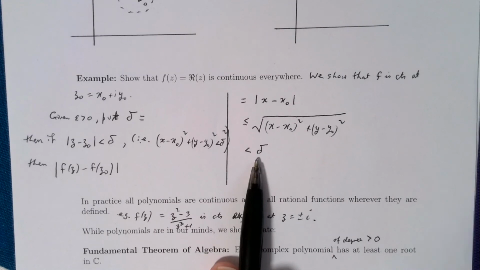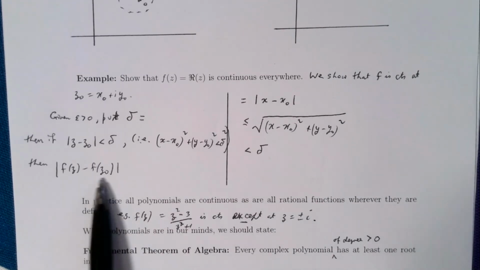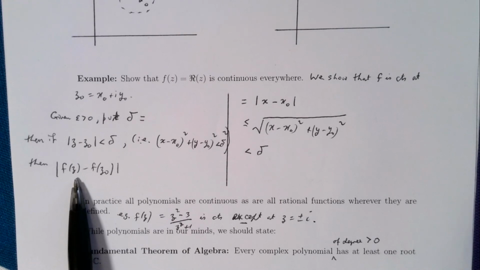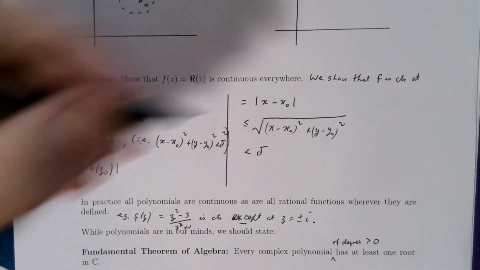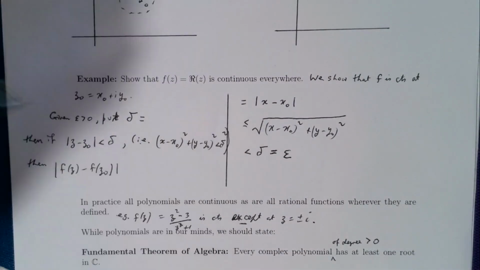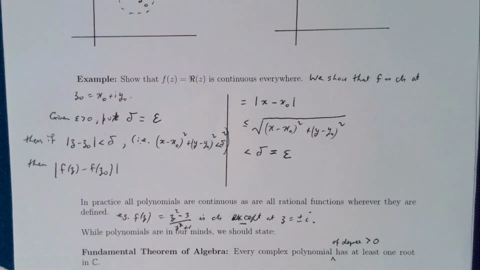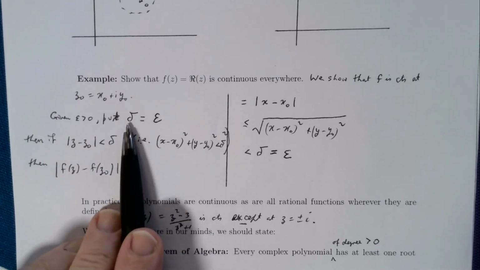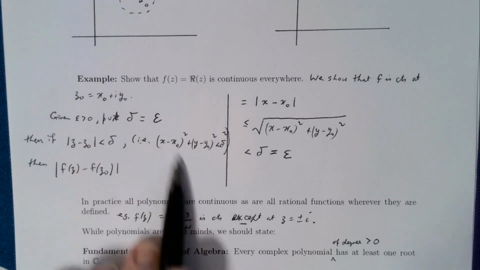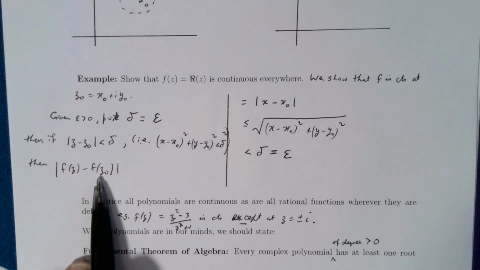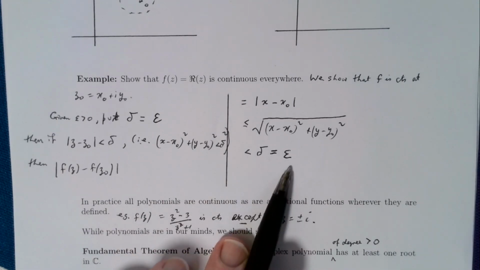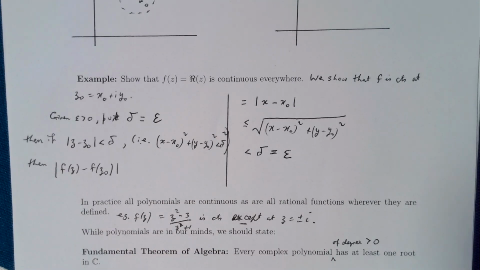Now, what did I want this to be less than? I wanted it less than epsilon. At the moment, I've squeezed this less than delta. I haven't told you what delta is yet. Now I do. I'm going to put delta equal to epsilon. And then I'm going to go and fill in the gap here. And now I've satisfied the definition. So given epsilon bigger than 0, we choose our delta to be equal to epsilon. Then if z and z0 are within delta of each other, then f of z and f of z0 are within epsilon of each other. So we've satisfied the definition.